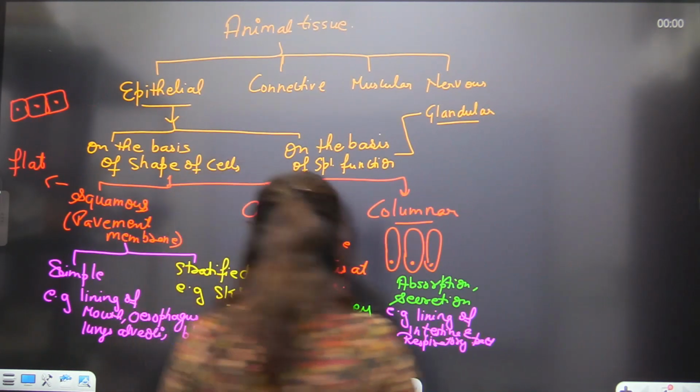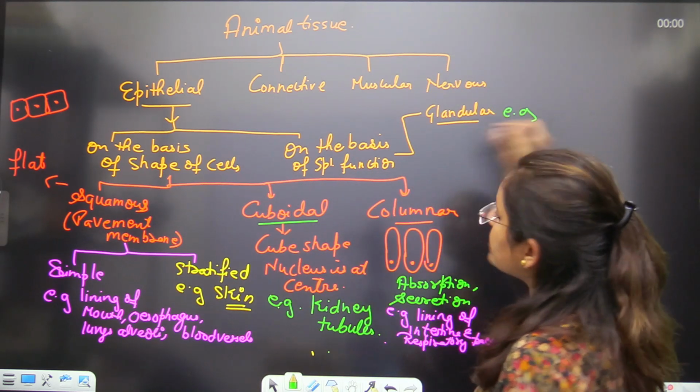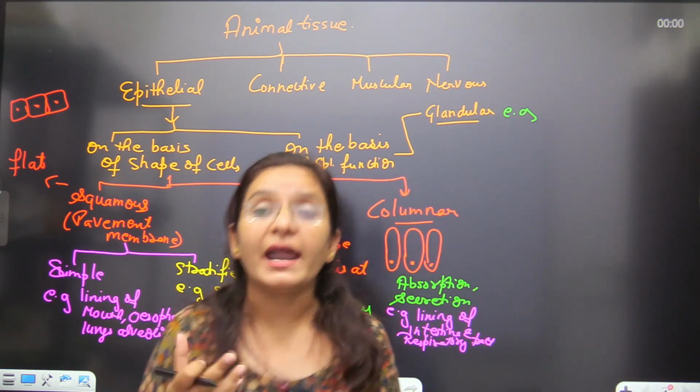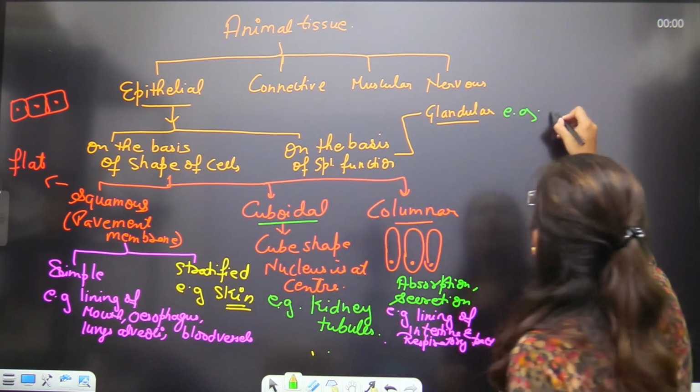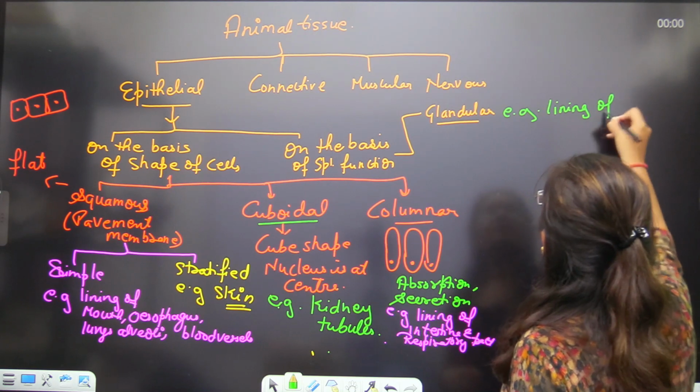Where will glandular epithelium be found? If the shape of the cell is cuboidal but according to the specialized function they are glands, then it is glandular epithelium. For example, found in the lining of salivary glands.